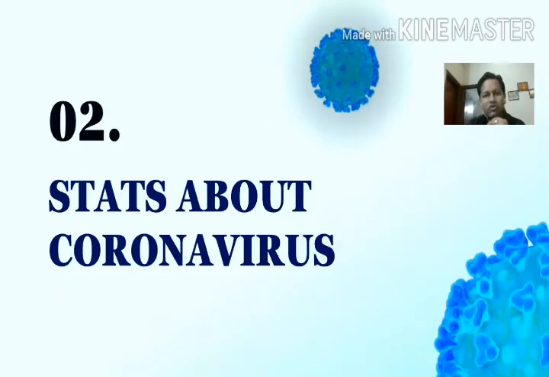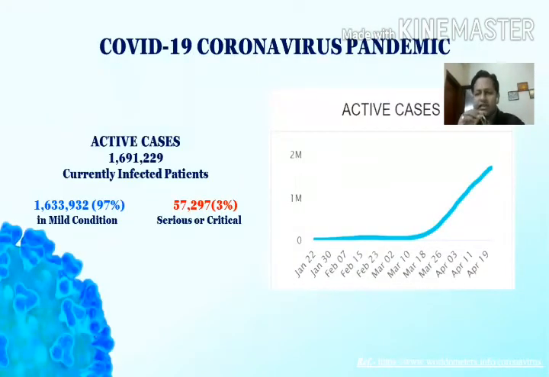Now, stats about the coronavirus. We have data till April 19th, and the active cases found till date were somewhere around 17 lakhs, 16 lakhs 91,000. We can roughly say it's somewhere 17 lakhs. And 97% of those cases were of mild nature, and 3% of the cases were of serious or critical nature.